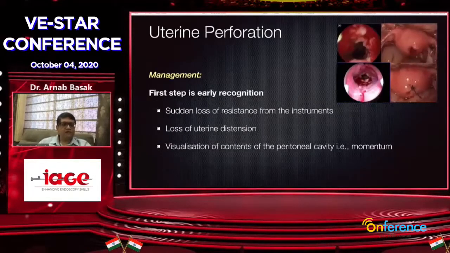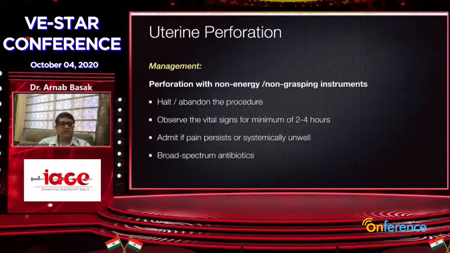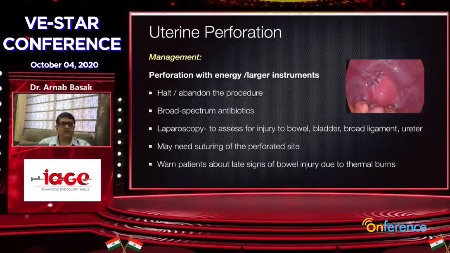Now, if we have a perforation, how do we know? The first is recognition: sudden loss of resistance, loss of uterine distension, and we might be able to visualize some contents of the peritoneal cavity, such as omentum. And management: if it is because of small devices like diagnostic scopes or a dilator, just observe the patient and start antibiotics. If it is perforation with energy devices, stop the procedure immediately.